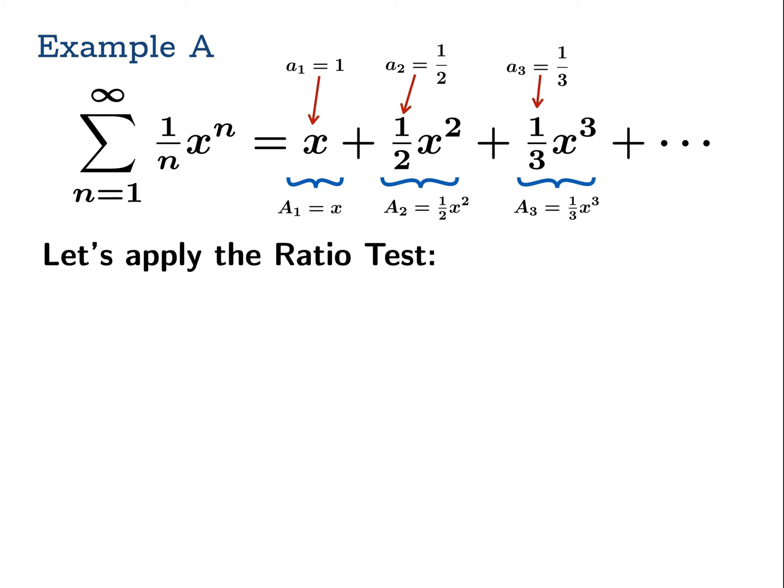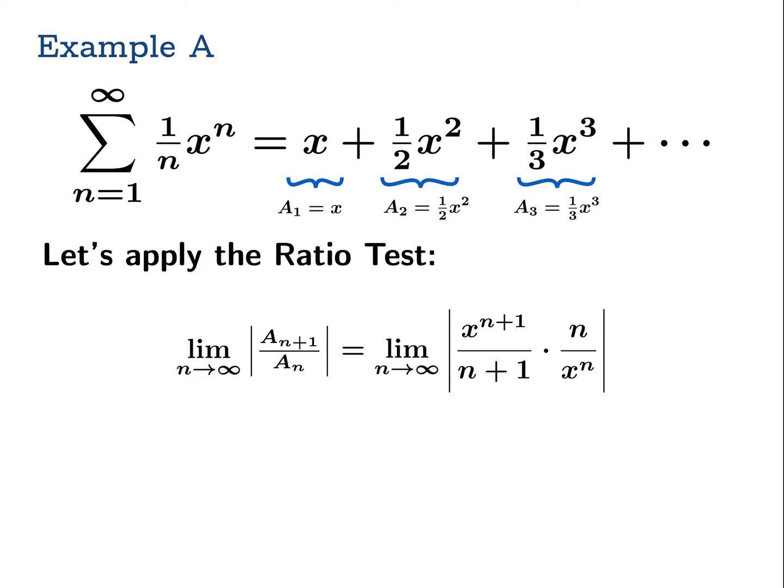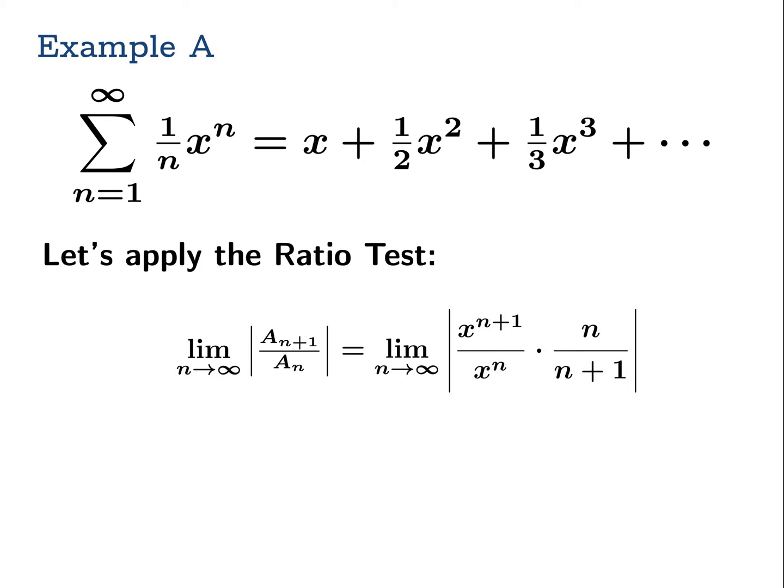So the terms include the powers of x. So we might use capital A's for the terms themselves, and now we're going to apply the ratio test by looking at the limiting value of the ratio of the n+1th term over the nth term. So in this example, we would write that ratio like so.